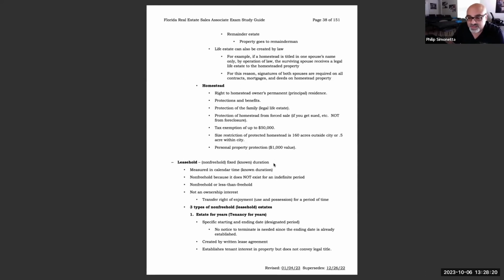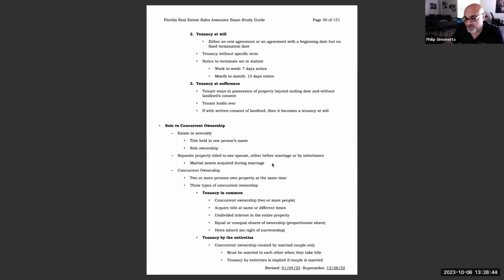Number 1 is an estate for years. It's also known as tenancy for years. There's a specific starting and ending date, which is called a designated period. There's no notice to terminate because it's already, you know when the ending date is. They don't have to give you notice. You know it's ending on a certain date. It's created by a written lease agreement, and it establishes the tenant's interest in the property, but it does not convey legal title, right? You're not selling the property. You're giving the interest. You're giving the quiet enjoyment and the use, right?